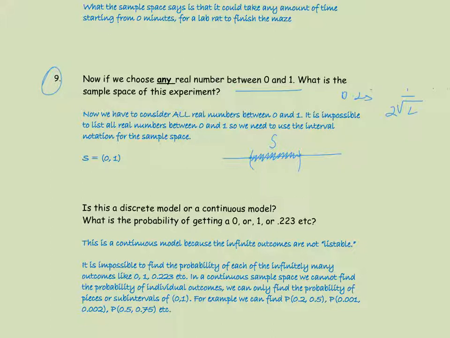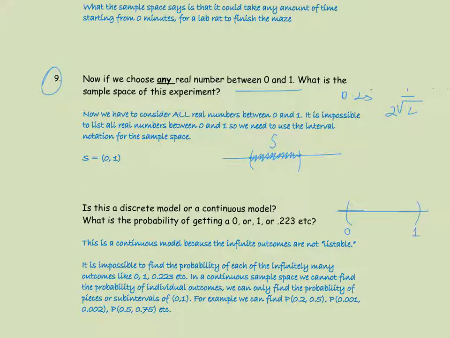Now in a discrete sample space, it is possible to isolate individual outcomes and find the probability of an outcome. But in a continuous model, it is impossible to isolate one single outcome and find the probability of it. It doesn't even make sense. What we do is, instead of finding the probabilities of individual outcomes, we look at small subsets of that sample space.